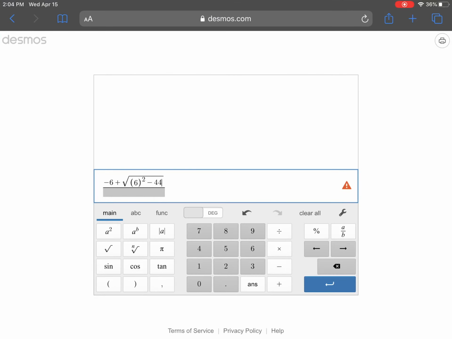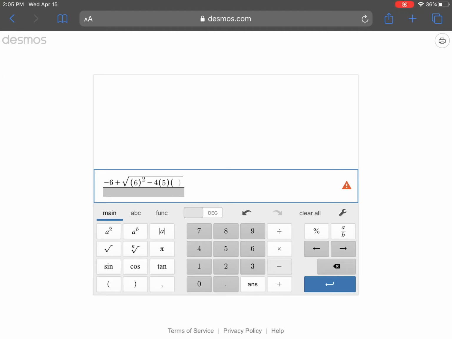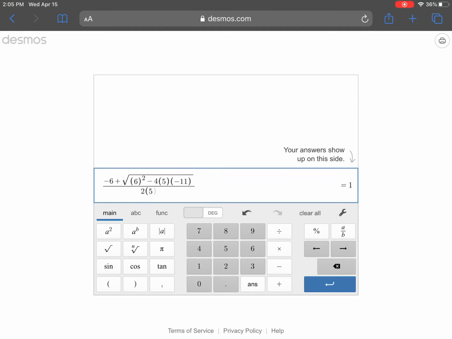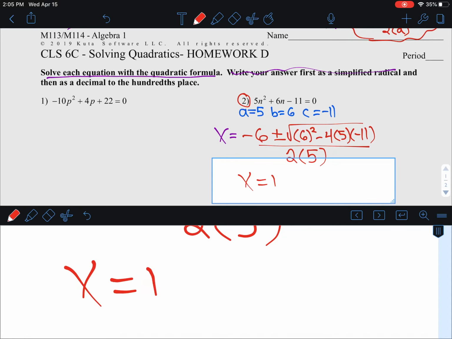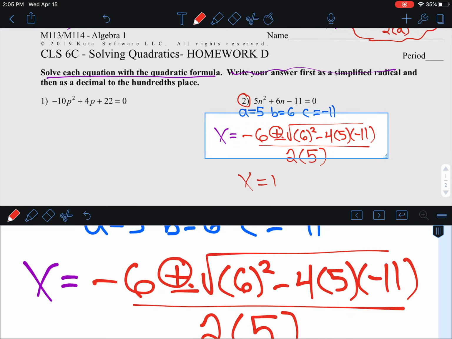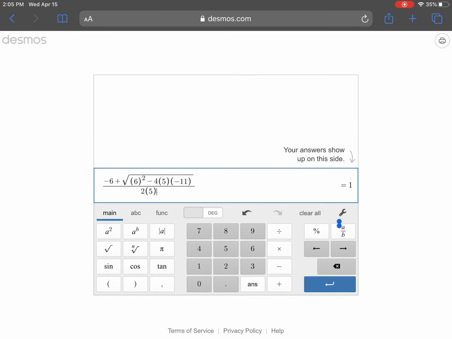Minus 4 times 5 times negative 11 all over 2 times 5. And then my answers are going to pop up. In that case, it's going to be 1. So one of my answers is x equals 1. And understand that you're doing plus or minus. So what you need to do is now you have to change the plus sign. So you just keep it. Don't need to clear it.